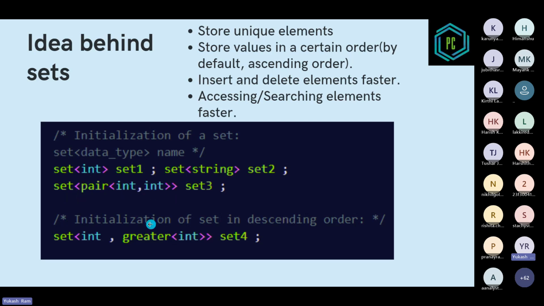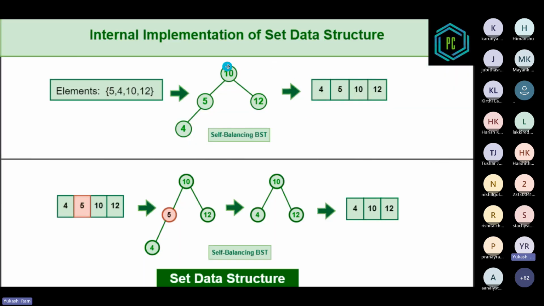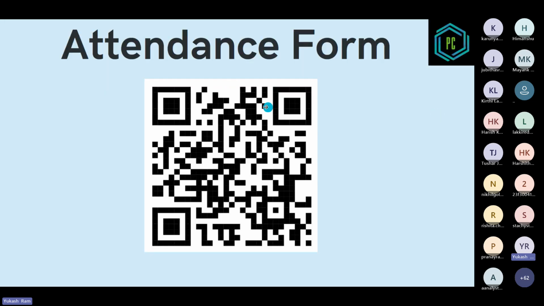In some cases, you might need to initialize it in descending order. So wherever you need, you can put this greater in. This is a comparator which tells it to initialize it in the descending order. So this is how it's implemented internally. Again, the same self-balancing binary search tree. So yeah, I'm not going to explain it.